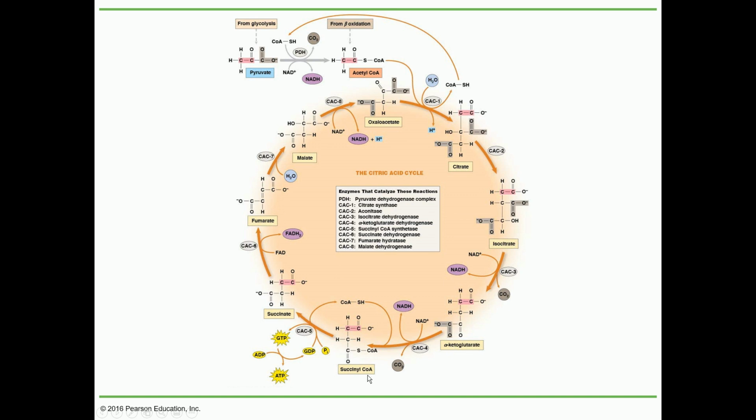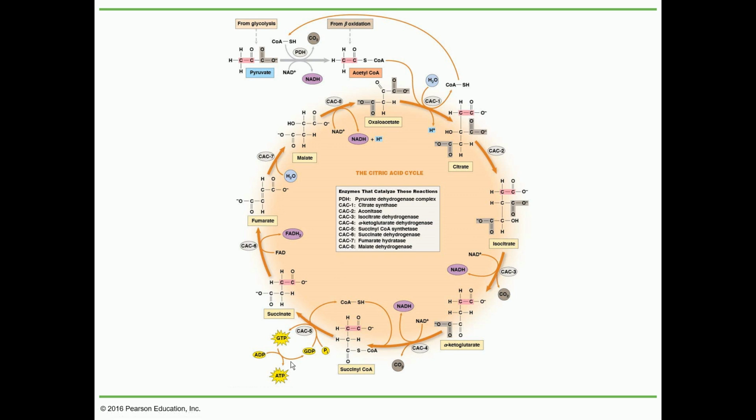And again oxidation is taking place at this step. This reaction is catalyzed by the enzyme called alpha ketoglutarate dehydrogenase. Now succinyl coenzyme A is then converted into succinate. And this is the first reaction where the first molecule of ATP is produced. This molecule of ATP is produced by substrate level phosphorylation.